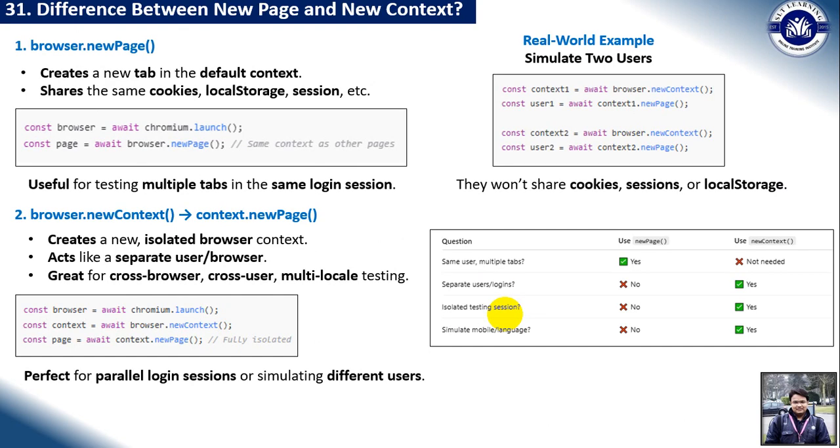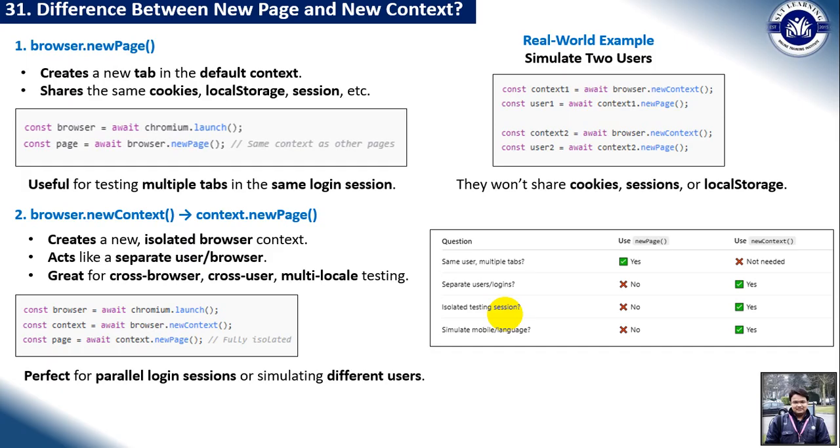Let's see what is the difference between new page and new context. In Playwright, always remember you have one browser, then in that browser you create a new context, and for that new context you create a new page. So the browser comes first, then context, then page. It will create a new tab for the default context. When you say new page, it will create a new tab, and in that new tab you launch your application and do your automation activity, your test case run and all those things.